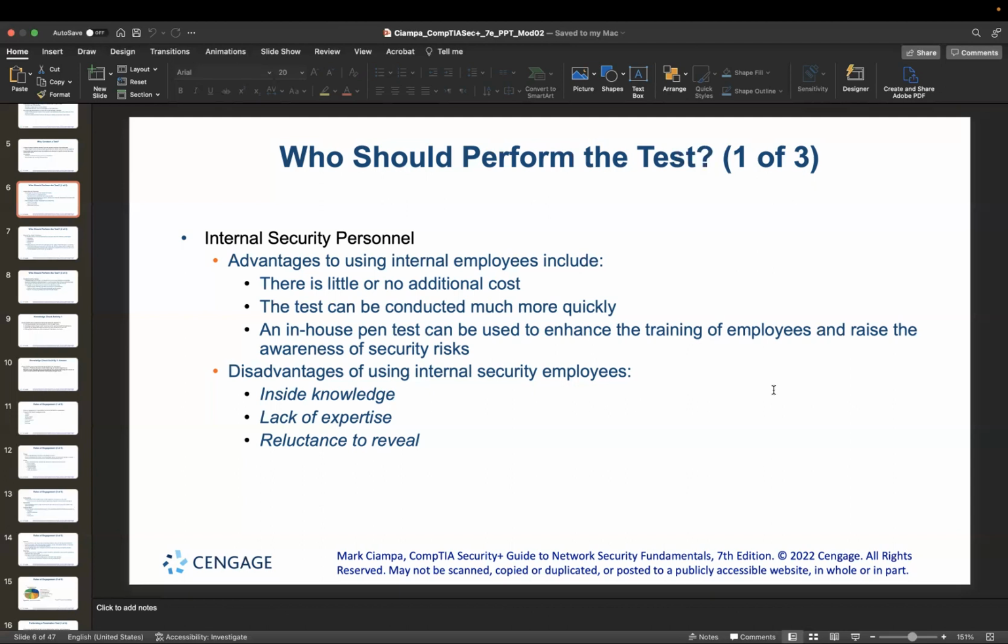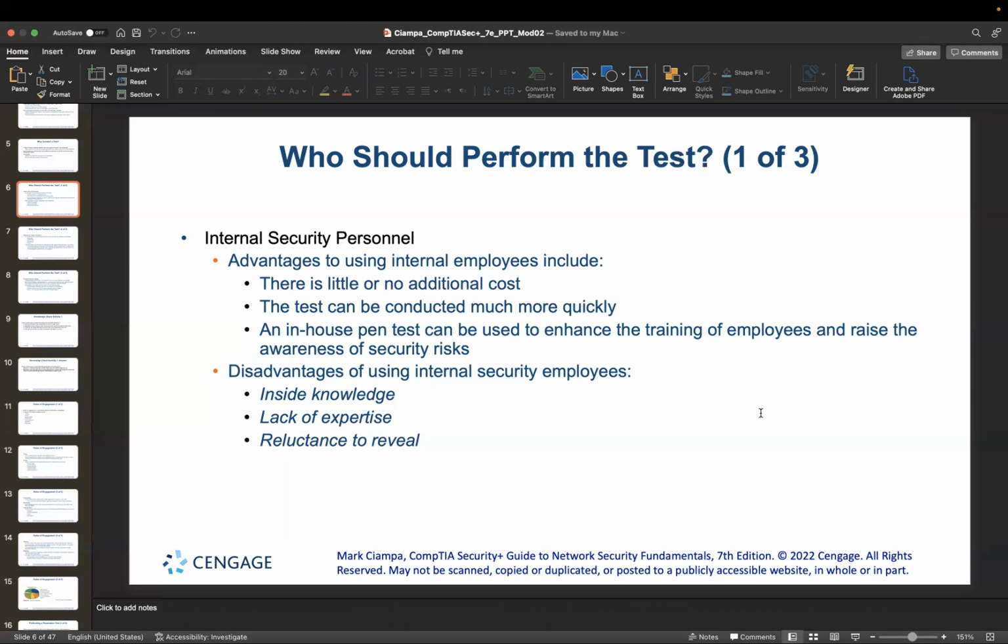And then finally, reluctance to reveal. This is one of the major problems, because that security personnel that finds that vulnerability may also be a member of the team that's supposed to do a good job and secure that system. So now they may think, okay, to maintain my job, to show that I did a good job, I may not want to reveal this vulnerability. Or I have a friend in the IT department who configured the system, and I may not want to reveal that they didn't do a good job and the system is not secure.